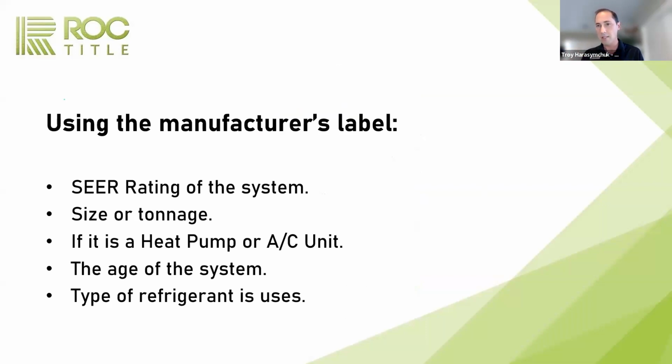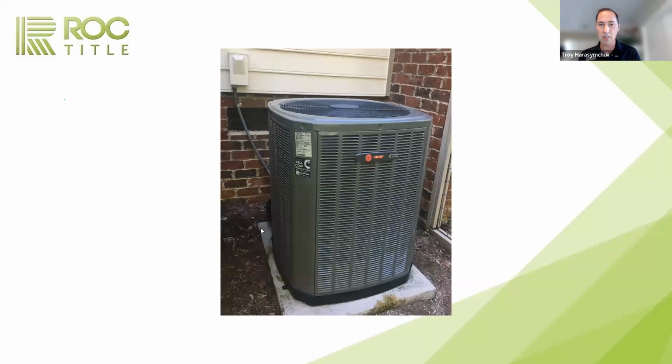SEER rating. What is the SEER rating on a system? More or less, what is the miles per gallon? What's the size? You know, is it a 2-ton, 3-ton, 4-ton, 5-ton? Is it a heat pump or air conditioner? Again, what is the age based on that app? And then also I'm going to show you that every label, as long as you can read it, shows you the refrigerant that's in there as well. So let's go ahead. I'm going to start here with my old unit.